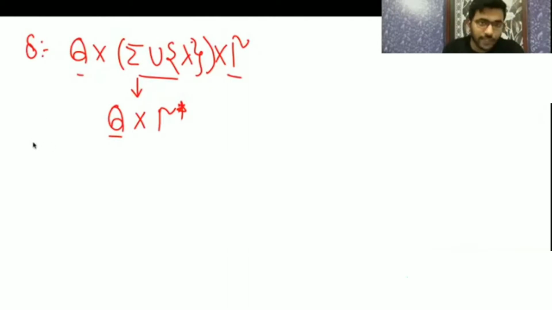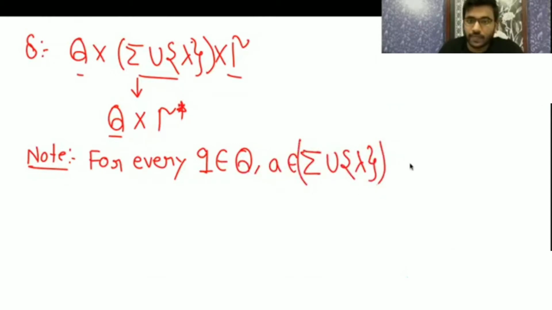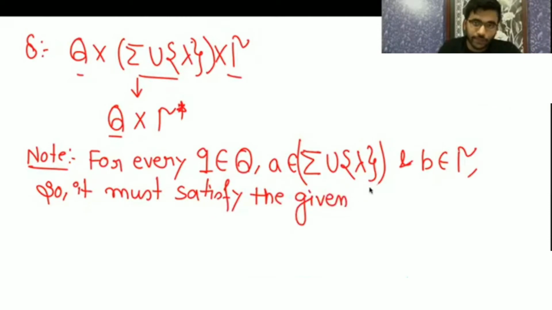so you should write. After that, two more points are there. For every q belongs to Q, a belongs to sigma union epsilon, and b belongs to gamma. Okay, so q belongs to capital Q, input alphabet belongs to either sigma or epsilon, and b belongs to gamma. Okay, so it must satisfy the given two conditions. So it is going to satisfy the two conditions.